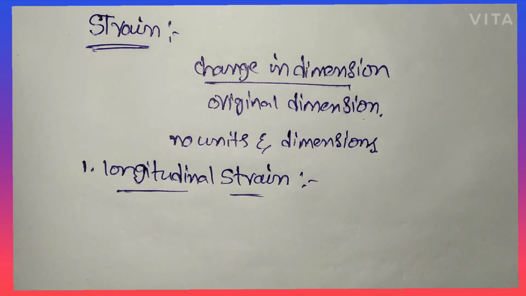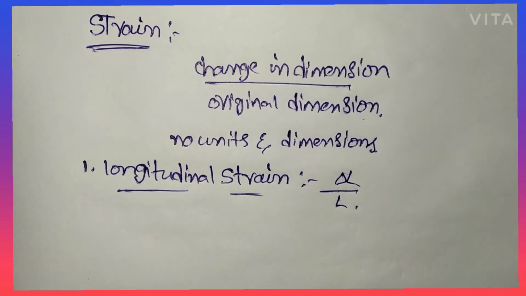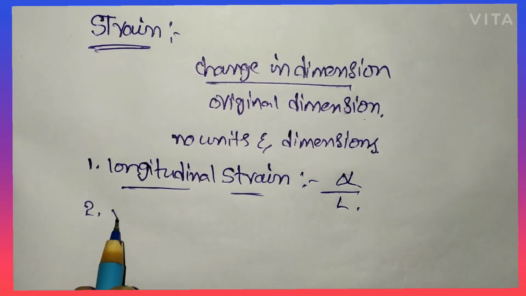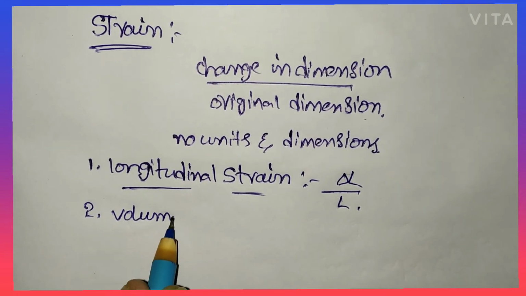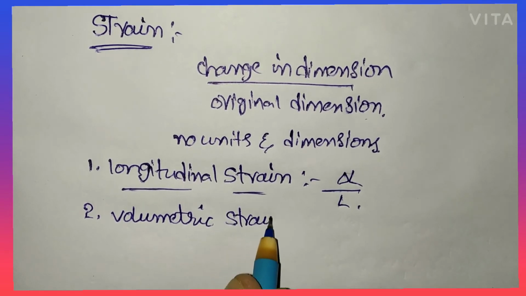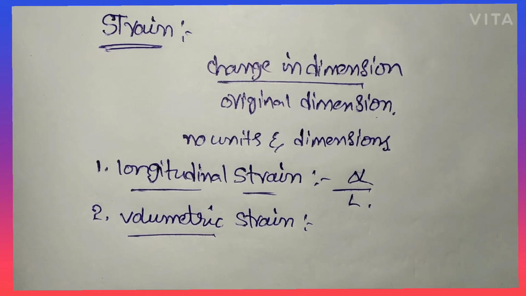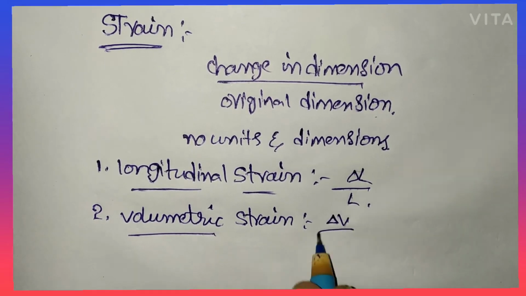It is of three types. One is longitudinal strain. Longitudinal strain means change in length by original length. And the second one is volumetric strain. Volumetric strain means change in volume by original volume.